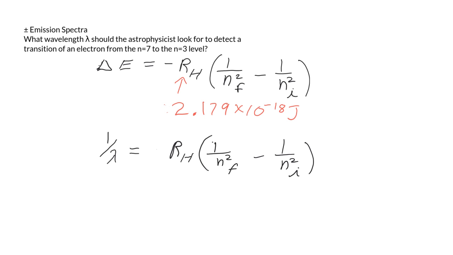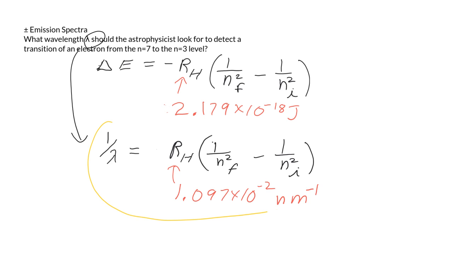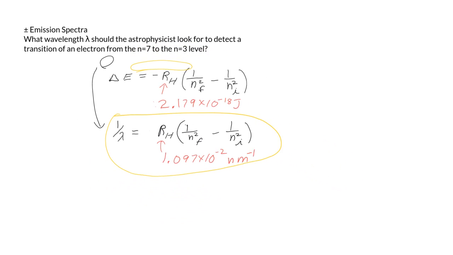Okay, if we look, they're asking for wavelength. So we're going to want to use the second version of the formula. For this second version, the Rydberg constant has some really funky units: 1.097 times 10 to the negative second, not nanometers, but inverse nanometers. They gave us the n equals 7 and n equals 3 already, so it's a matter of plug and chug.